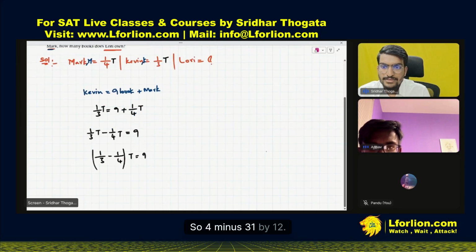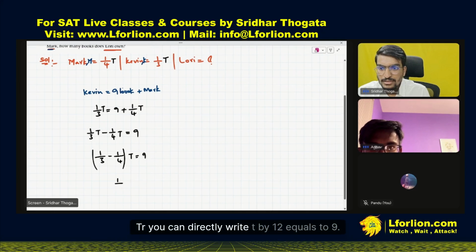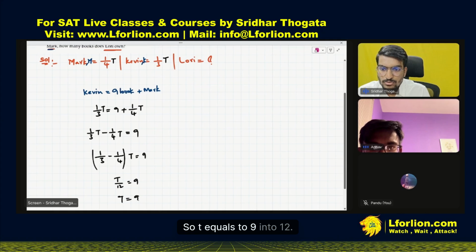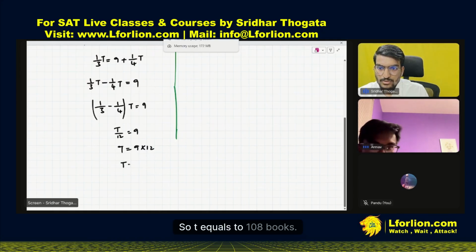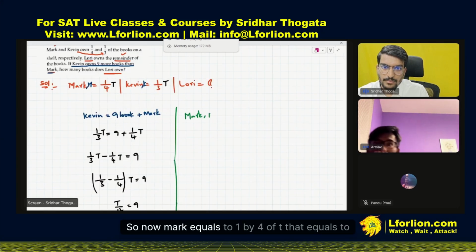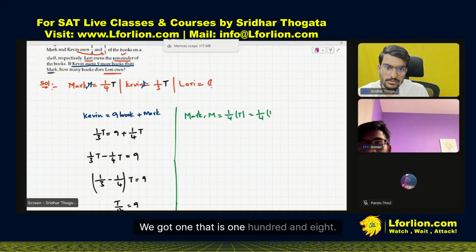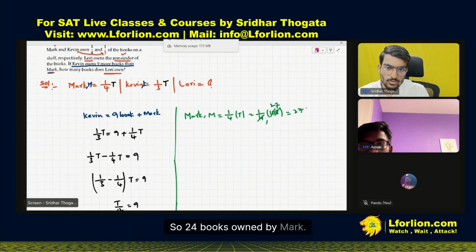So 4 minus 3, 1 by 12 you're going to get. 1 by 12 T equals 9. So T equals how much now? 1 by 12 T, or you can directly write T by 12 equals 9, also the same. So T equals 9 into 12. So T equals 108 books. Now Mark equals 1 by 4 of T, that is 108. So 4 times 27 is 108. So 27 books are owned by Mark.